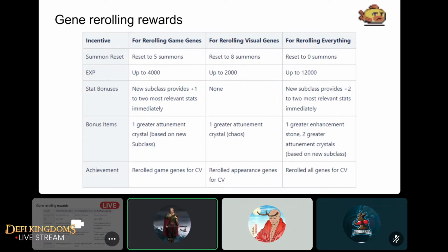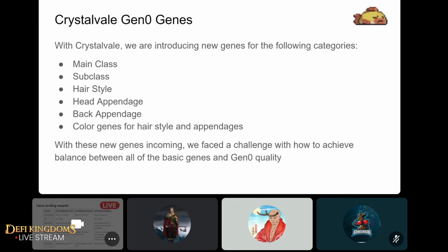I guess first one is just for clarification. Does any of the reroll affect rarity? No, it does not. It only touches the genes, and only those specific ones. These ones here on this list.